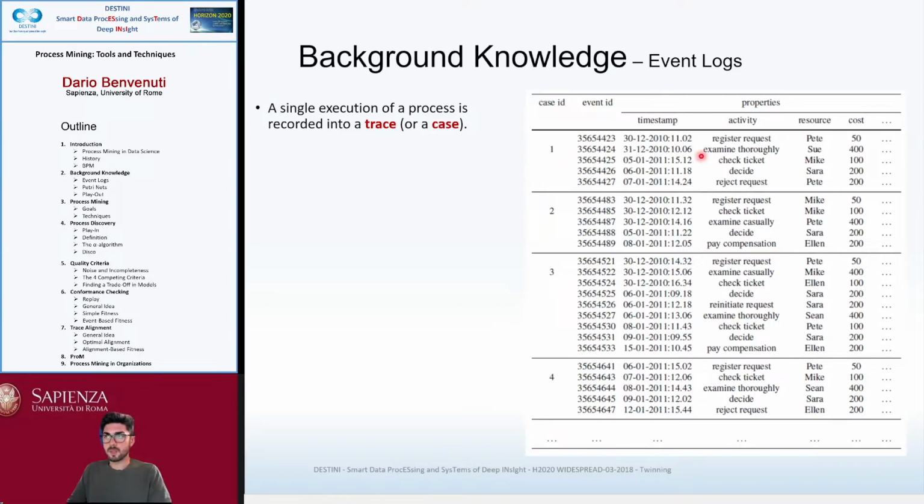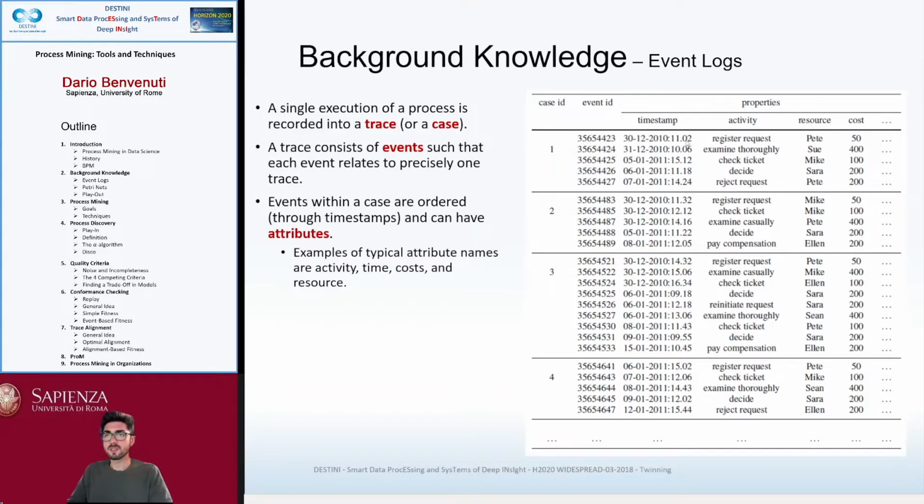the ones numbered by case ID, and in each trace there is an entry of the log which has some particular types of parameters. So as we can see here, there is an event ID that specifies what happened. There is a timestamp that allows us to order each event. And then there are a series of properties of the event, like a name for the activity, the resource that performed the activity, its cost, and so on.